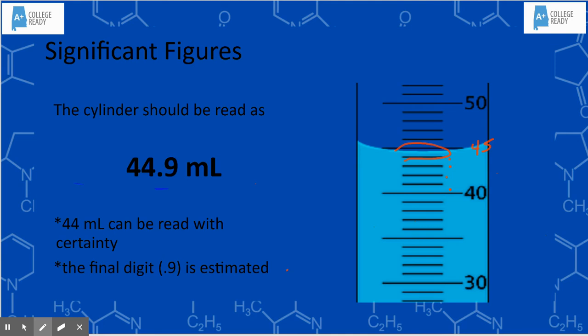So when I write that down, everybody knows that I was accurate to, I was right about the ones place, and I am estimating the first digit after, but I'm pretty sure I'm right about that first decimal place. So that's what a significant figure is. It's all the numbers that you're sure of plus one that you had to estimate.